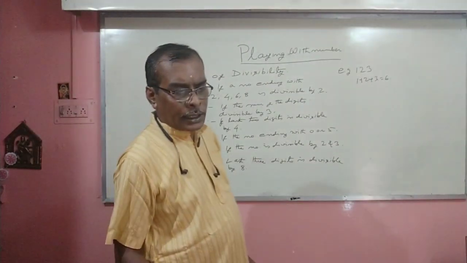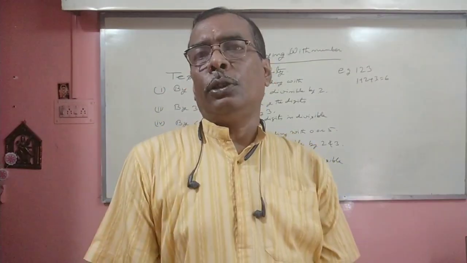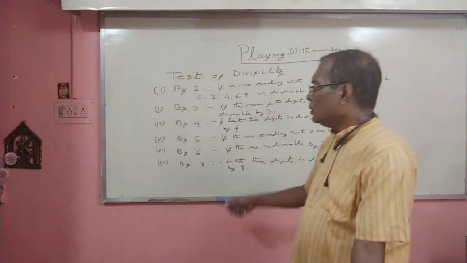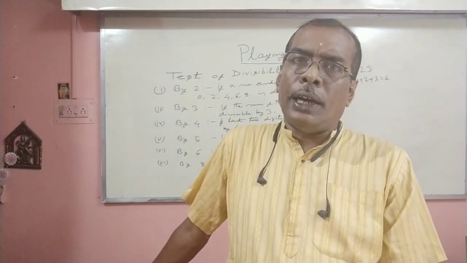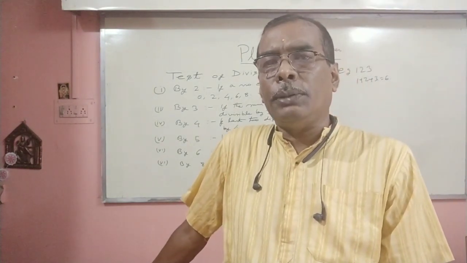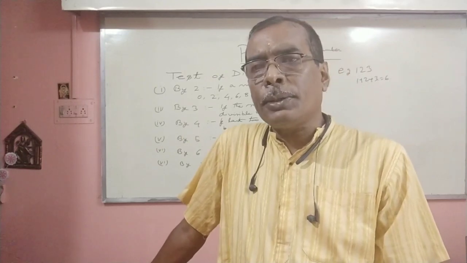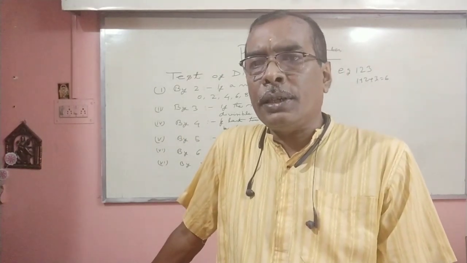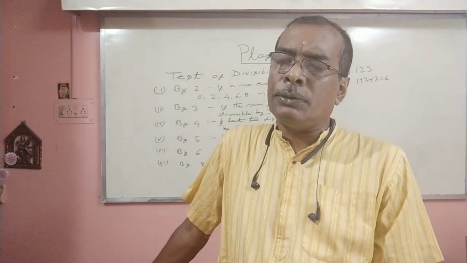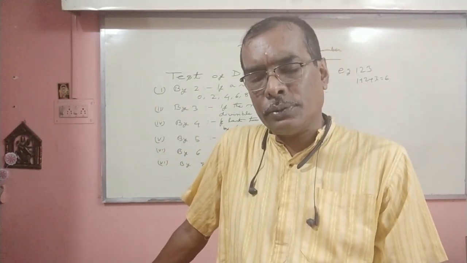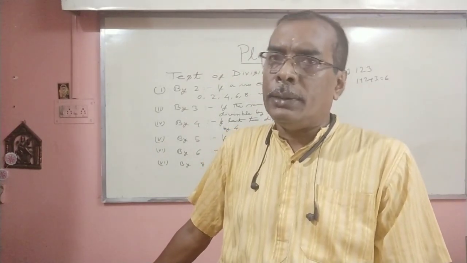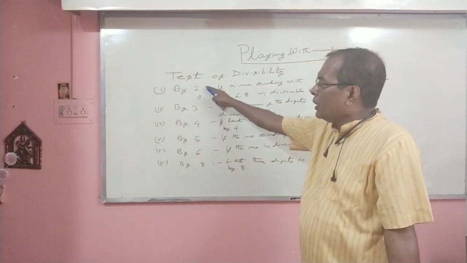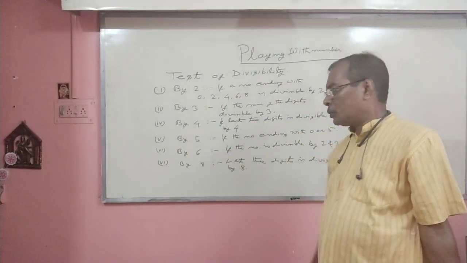Divisibility by 5: if a number ends with 0 or 5, then it will be divisible by 5. Now divisibility by 6: if a number is divisible by 2 and 3 both, then it will be divisible by 6. A number is divisible by 2 if it is even, and divisible by 3 if the sum of its digits is divisible by 3. If it is divisible by 2 and 3, then the number is divisible by 6 also.